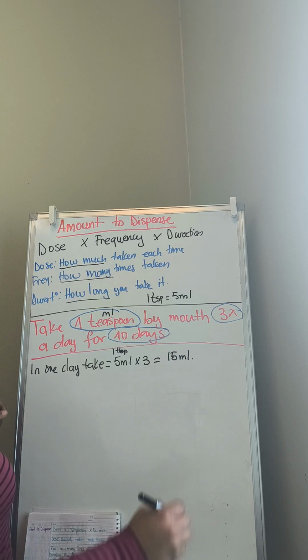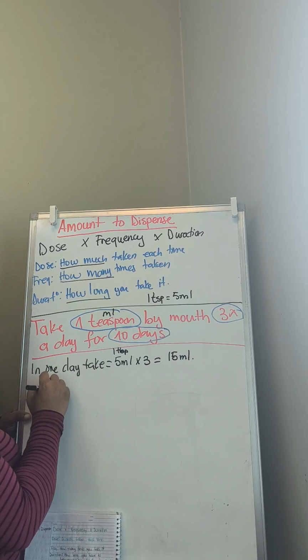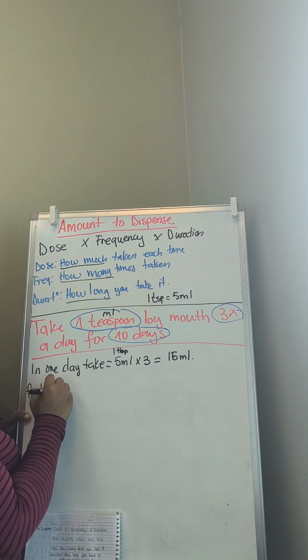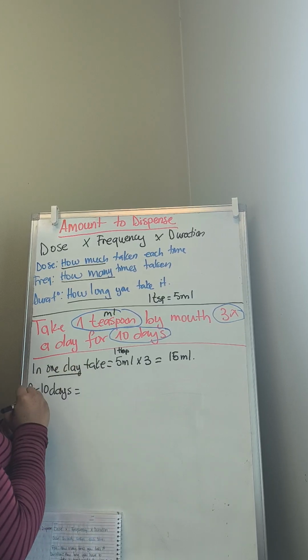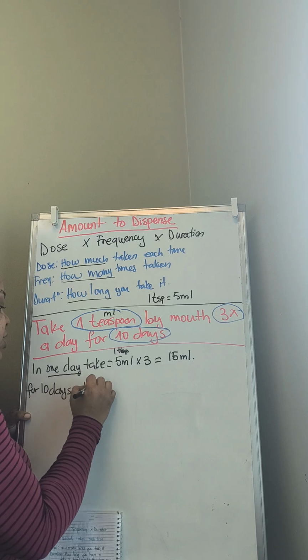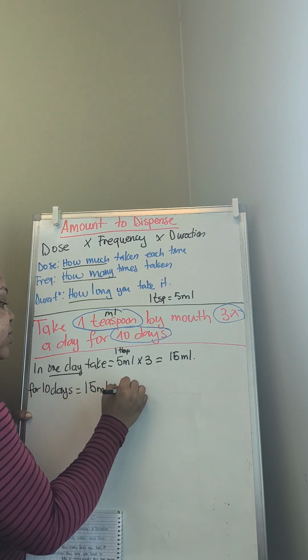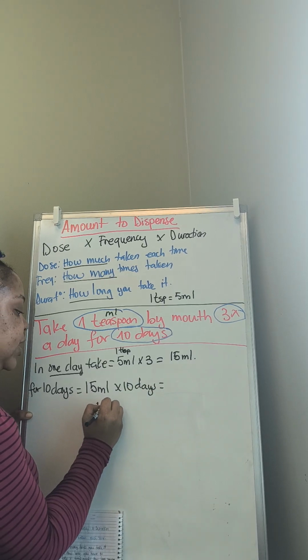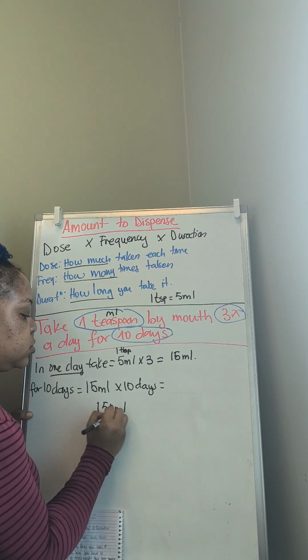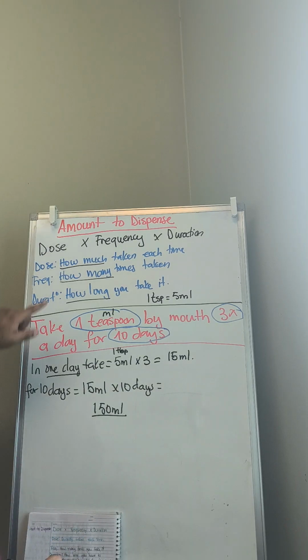For the 10 days, duration is 10 days. This is for one day, remember? 15 milliliters. So I'll say 15 milliliters times 10 days gives me 150 milliliters. Amount to dispense: 150 milliliters.